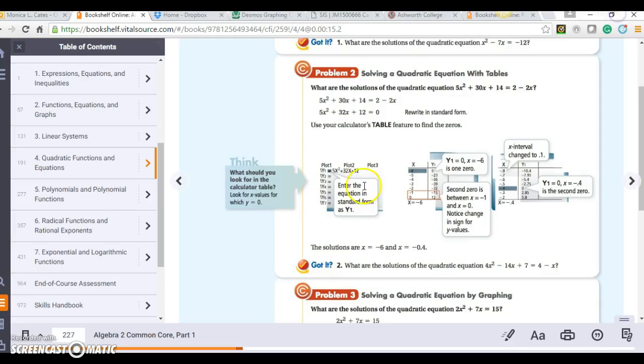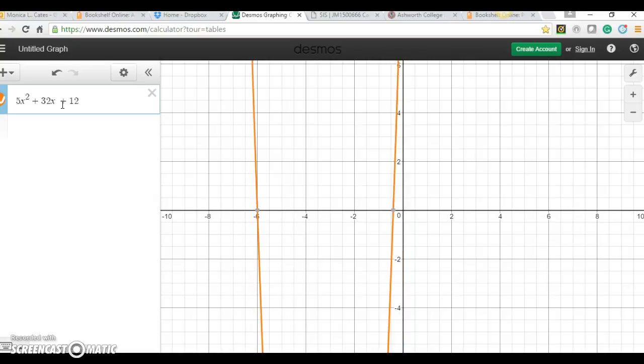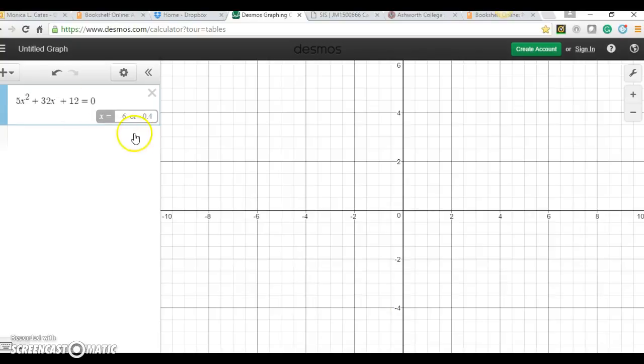And the whole point of this is to use our calculator, use our table feature. So I use this free calculator. It's called www.desmos.com. It's free. So I have 5x squared plus 32x plus 12. And with Desmos, I don't have to use the table. I can use the table, but I want to show you a quick trick. If I put equals 0, it tells me the two places where it's equal to 0.